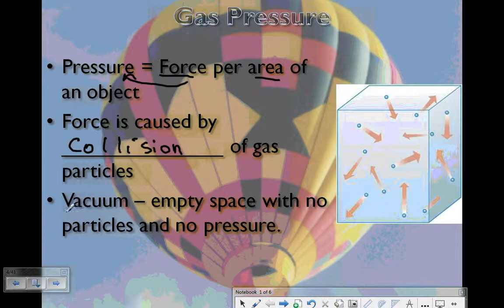In a vacuum, we're referring to an empty space where there are no particles. And if there's no particles, there will be no collisions. And if there's no collisions, then there's no pressure.